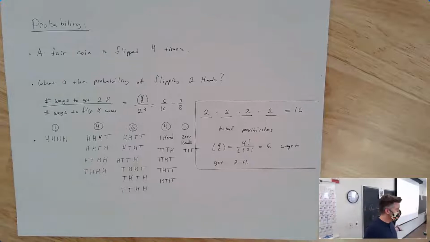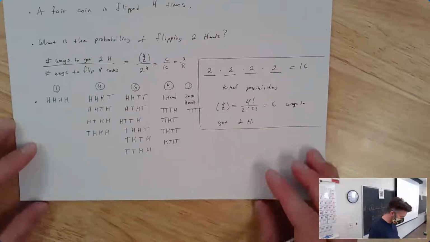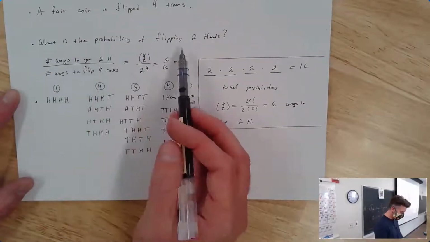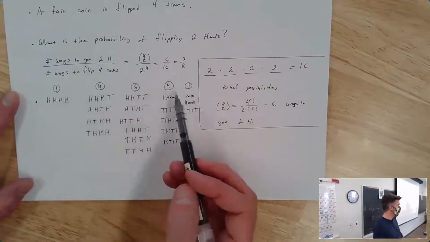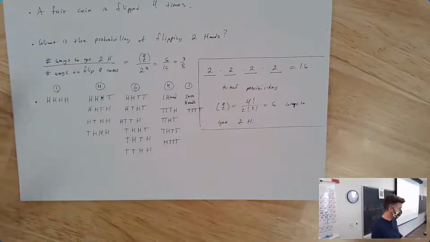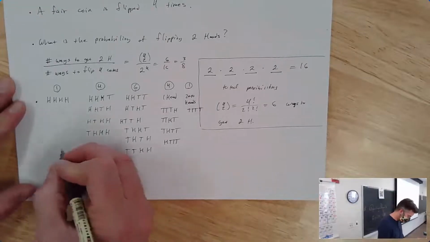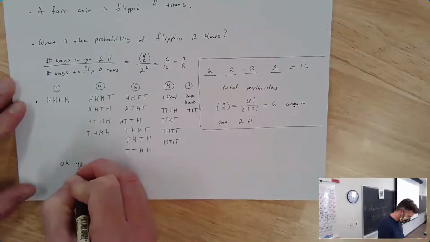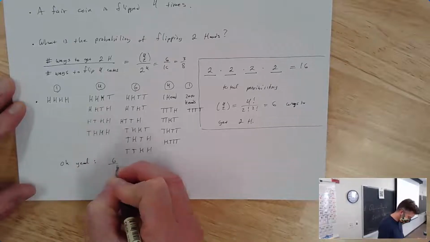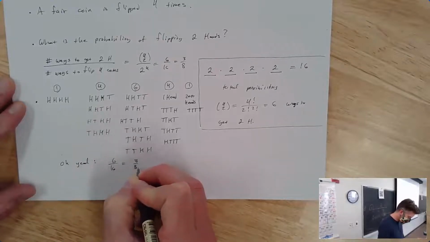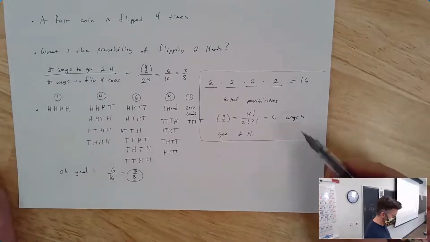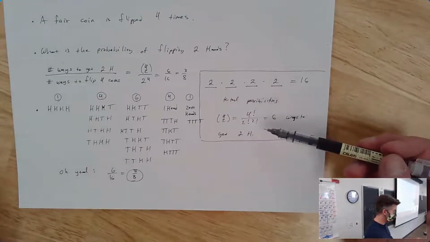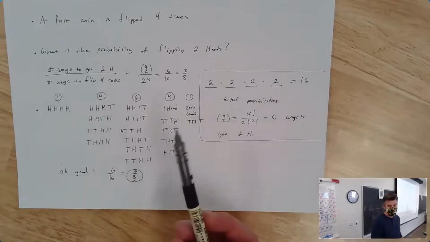So you could list them all out and then say, well, I want the probability of flipping 2 heads. Well, there's 6 ways of doing that, out of 1 plus 4 plus 6 plus 4 plus 1, which is 16 total ways of flipping 4 coins. So we can see that it's going to be 6 out of 16. But I think it makes more sense to try and do it this shorter way if possible, right? You don't want to have to write all this out if you don't have to.